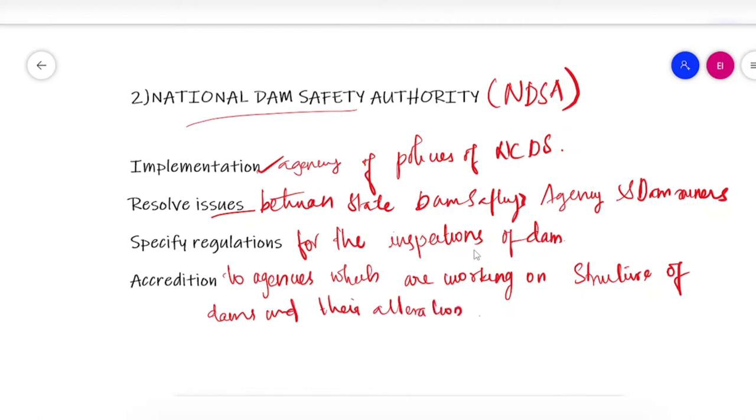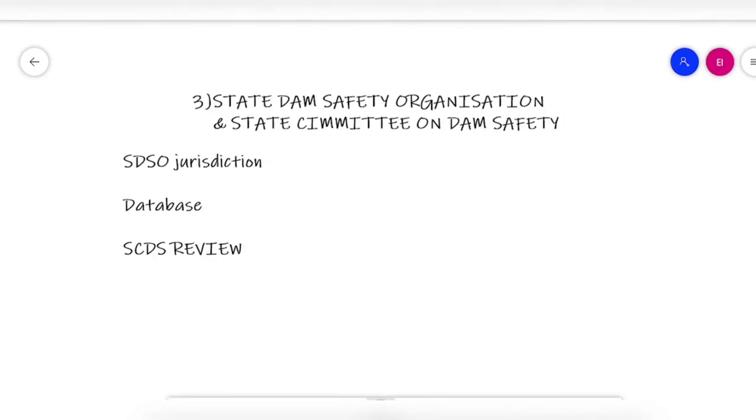Okay, this is the function of the National Dam Safety Authority. They are the implementing agency of the policies that are formed by the National Committee on Dam Safety. This agency will resolve the issues between the dam safety organizations of the states and the dam owners. Then this agency will specify the regulation for inspections of the dams. And this will give the accreditation to the agencies which are responsible for working on the structure of the dam and their alteration.